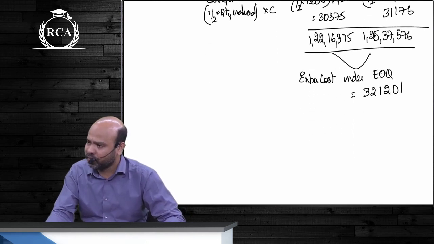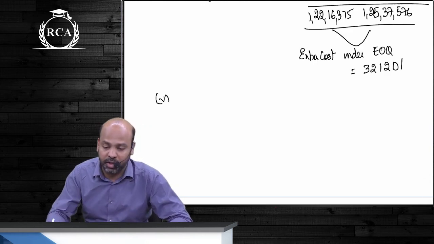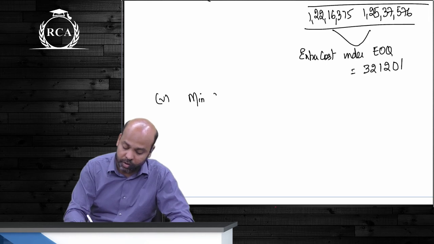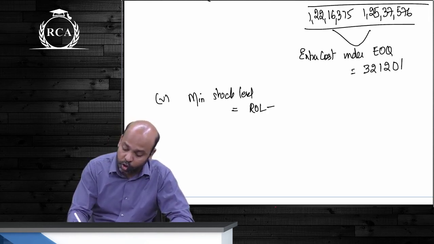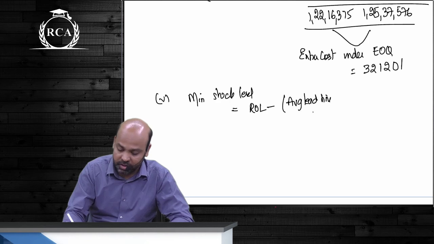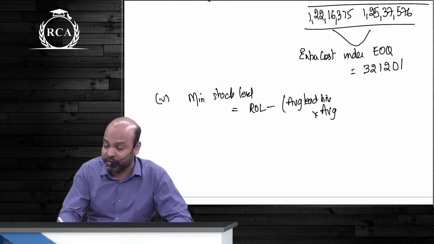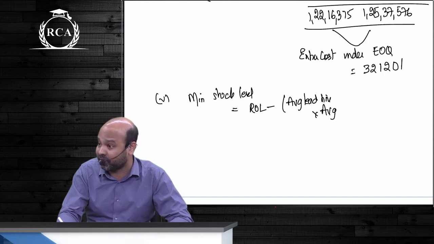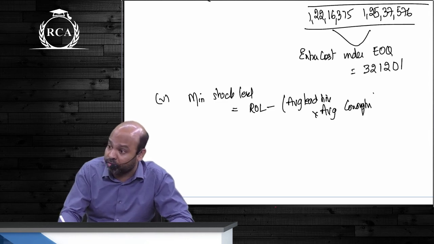Yes or no, guys? Important bit, guys. Now tell me the last bit also, guys. What are they asking us to compute in the last bit? What's the formula for minimum stock level? From ROL you remove average lead time into average consumption. For minimum level, we assume that the consumption is on normal basis. For maximum level, we assume that lead time consumption is on minimum basis. Do you remember I told you that they're based on two different assumptions?